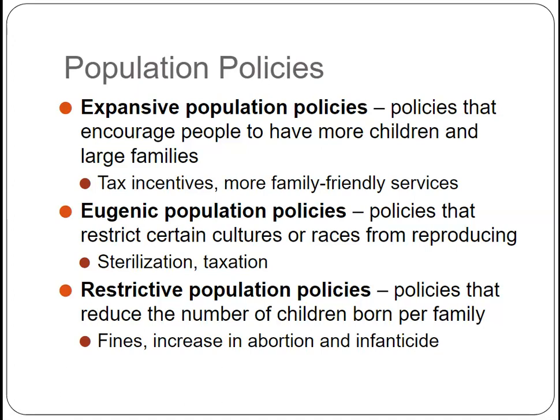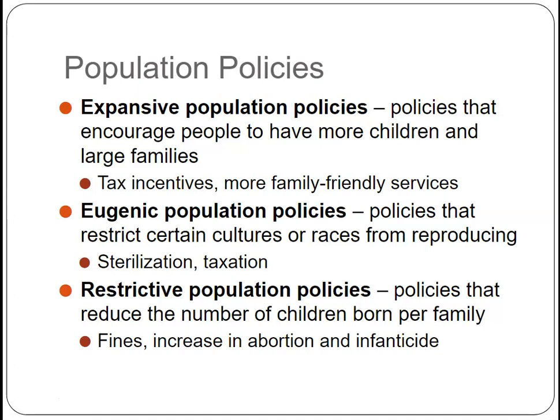Okay. A more severe one is going to be eugenic population policies. And these are policies that restrict only specific cultures or races from reproducing. Eugenics is anything that is limiting populations, again, on the basis of race and ethnicity. Okay. So this is when women of indigenous tribes and Latinx ancestry were forcibly sterilized. This was common, especially on Native American reservations. Women were sterilized without their knowledge and against their will.